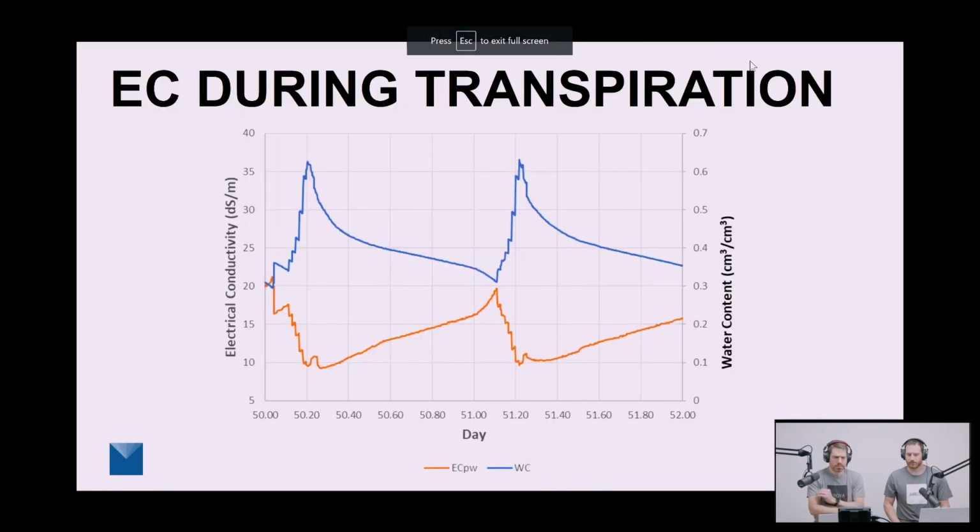Mm-hmm. Yep. Sorry, go ahead. Oh, that is, in fact, one of the things that you're looking for with generative steering: that ramping up of the electrical conductivity during the dryback. Yep. Yes.